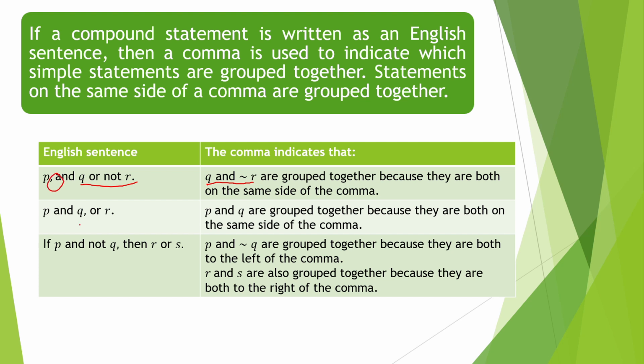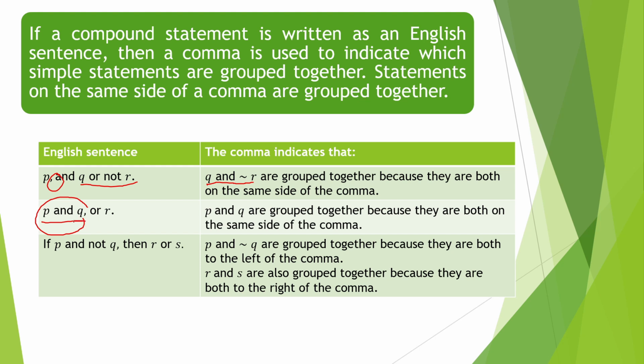And in the second English sentence, P and Q are grouped together because they are both on the same side of the comma. And then comma, or R. So R is on the other side, outside. But the simple statements P and Q are grouped together because they are both on the same side of the comma.